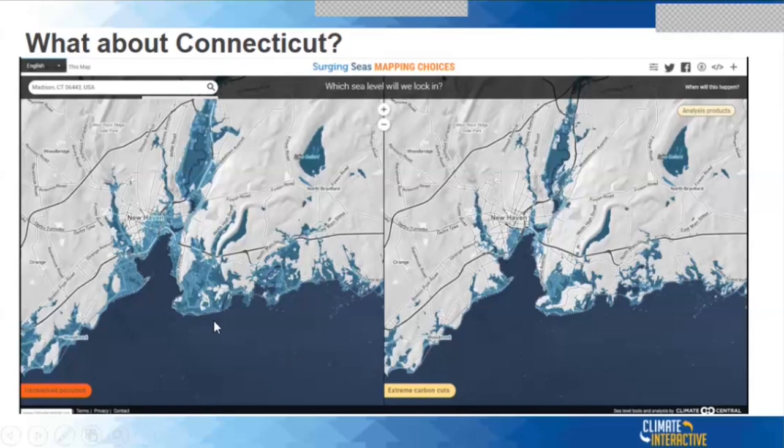If we don't do any change to our current actions and we allow business as usual to continue, the map on the left is the projected flooding areas that will be affected by 2100. So we have quite a bit of downtown New Haven affected, right up into the tidal areas of a lot of our rivers. If we do carbon changes that are projected for our activity and our planning, just cutting back, we still will have some flooding, but much, much less.